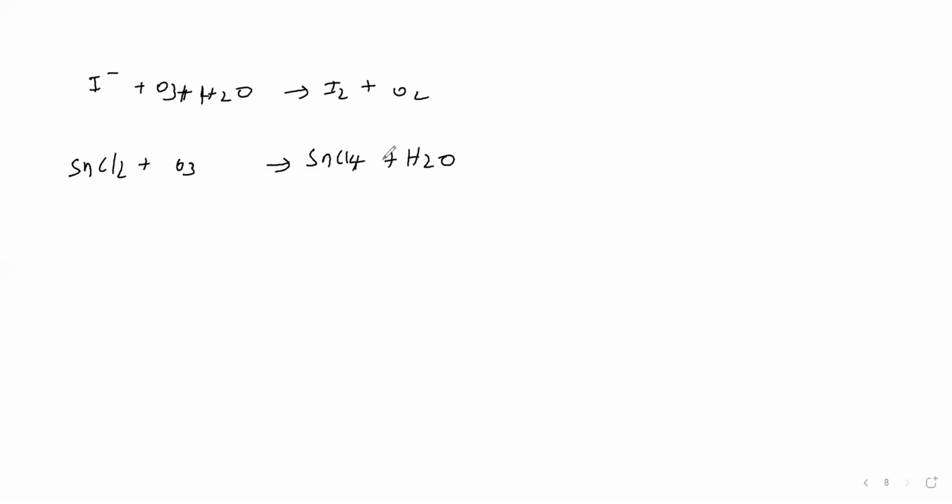So ozone is a powerful oxidizing agent in comparison to oxygen. Why? Because ozone can decompose easily when compared to oxygen. So in the oxidizing nature of ozone, the equations we have discussed are PbS becomes PbSO4, ozone becomes oxygen gas. Next, I minus becomes I2, and mercury becomes mercurous oxide.